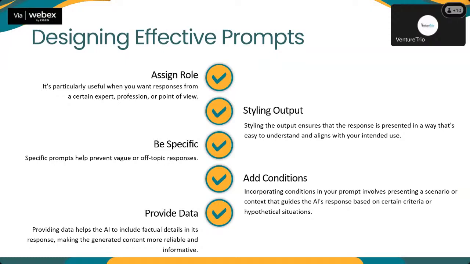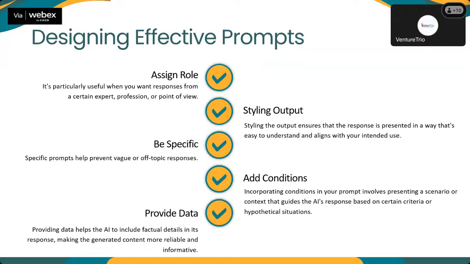Last one is provide data. We have to provide data if we want to include more accuracy in our output. Supply relevant data, statistics or facts within your prompts to enhance the accuracy and depth of AI's response.